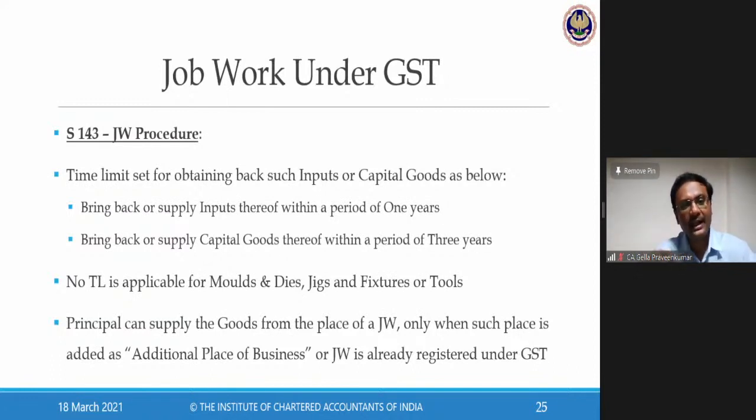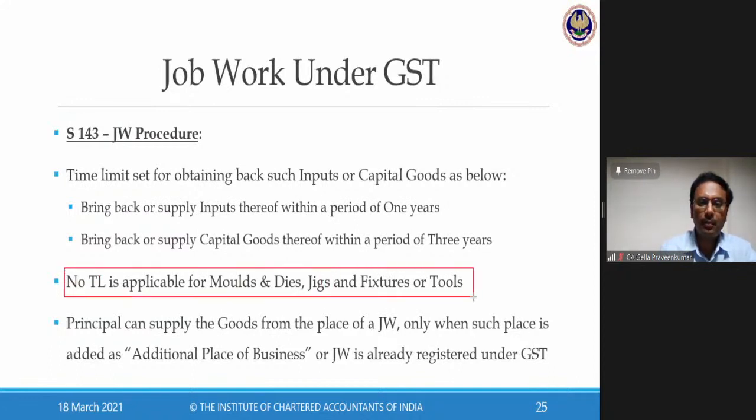Now, when I say capital goods, there is an exception, for something called moulds, dies, jigs, tools. There is one exception: no time limit applicable for moulds, dies, jigs, fixtures, and tools. Now, these are all capital items. In a couple of companies, when you look into inventory valuation, in the process of your internship, there is something called a list of consumables, like these jigs, fixtures and tools. They call them inventory items of capital in nature, meaning only when the consumption happens can I book that consumption. Otherwise, they form part of my closing stock.